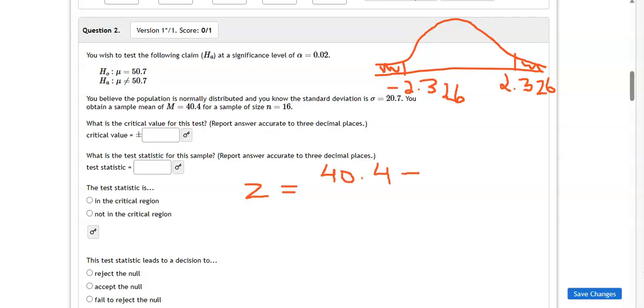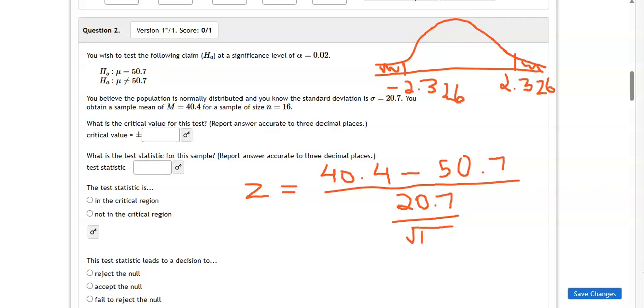And then I'm going to subtract the mean from our hypothesis. That's our population mean. And we'll put that over our standard deviation, 20.7, divided by the square root of the sample size. So the square root of 16. So I'm going to do all of the top and all of the bottom first. So we'll do each of these separately.